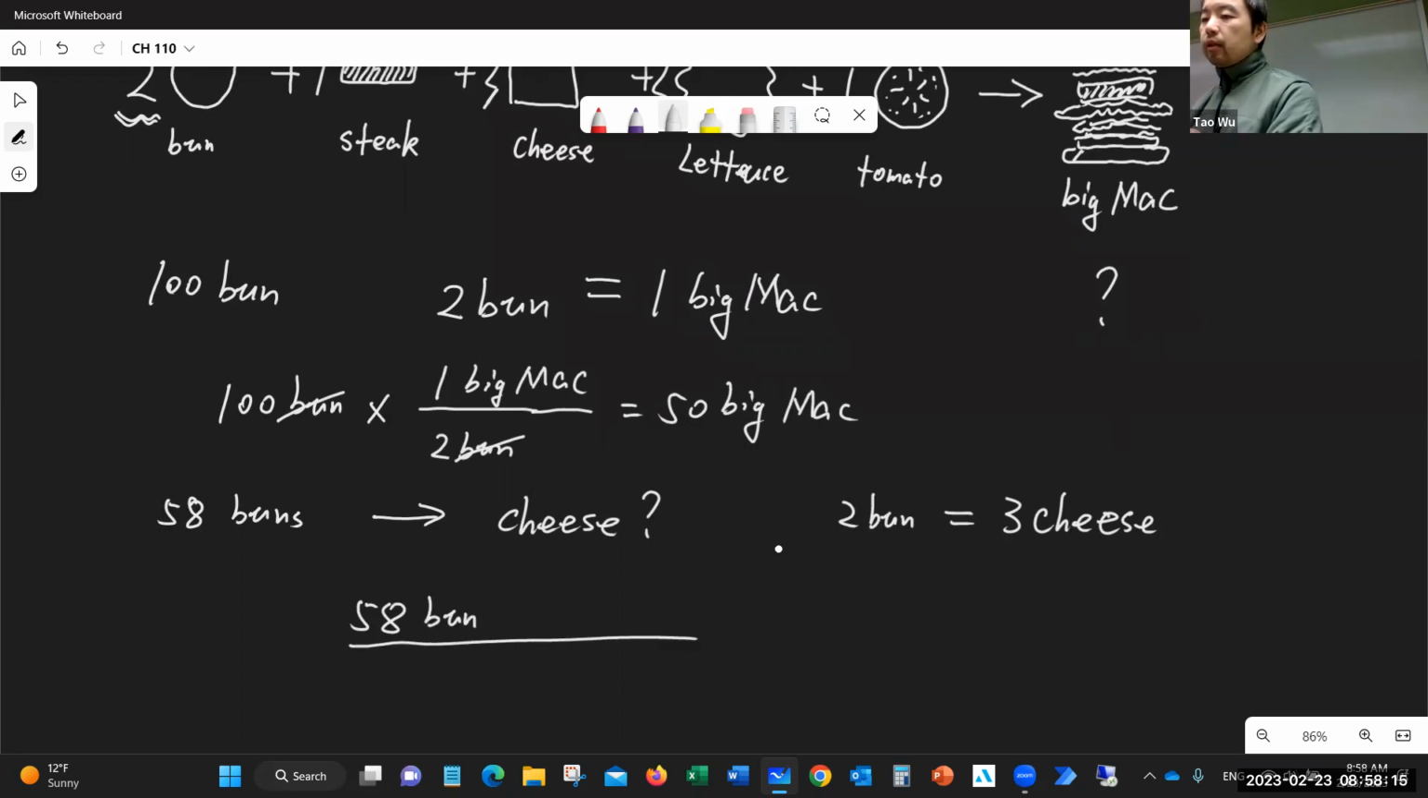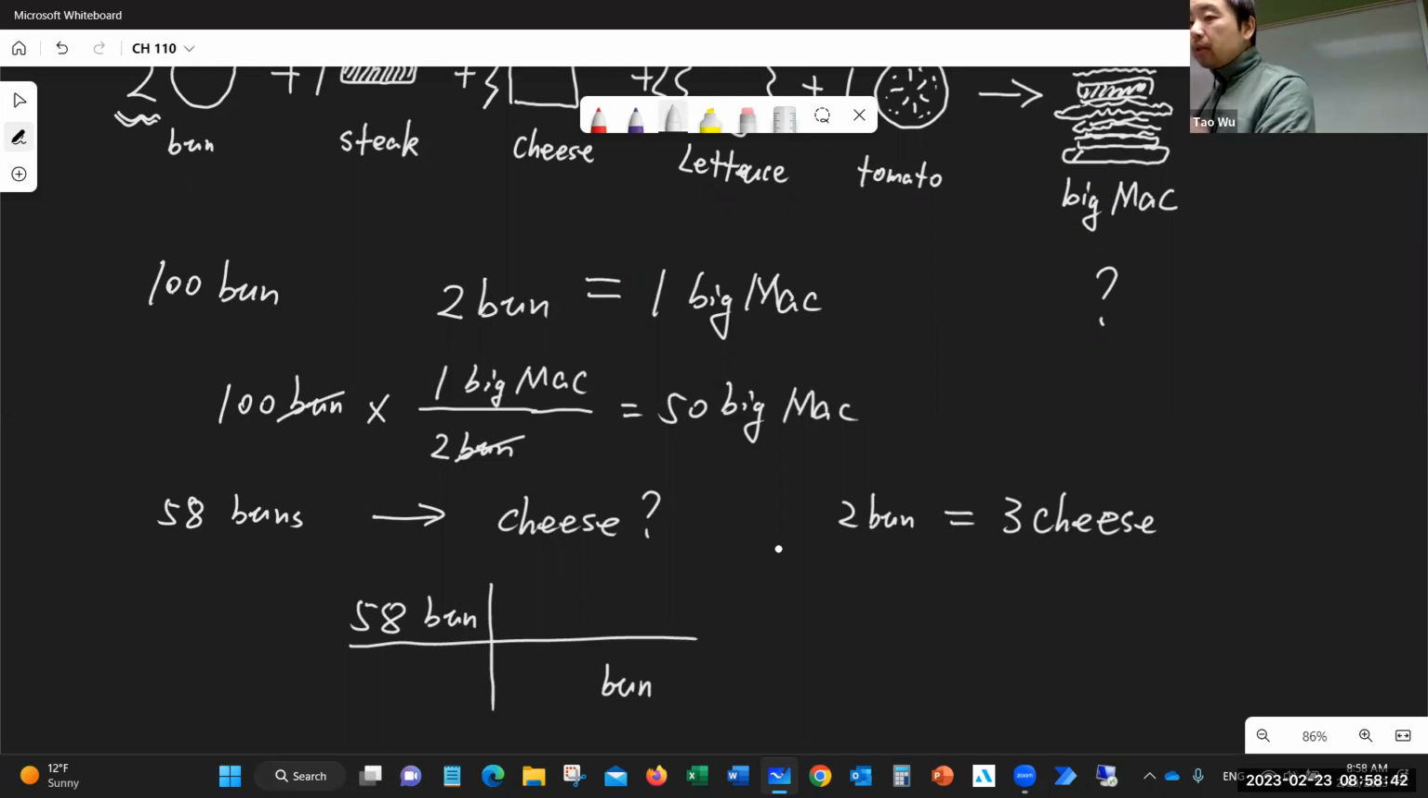And then you multiply something and divide by something to get the cheese. So obviously you need to cancel the bomb. When you set up this equation and put the coefficient in there, which one do we need to put? Do we need to divide by the 2 or multiply by 2?